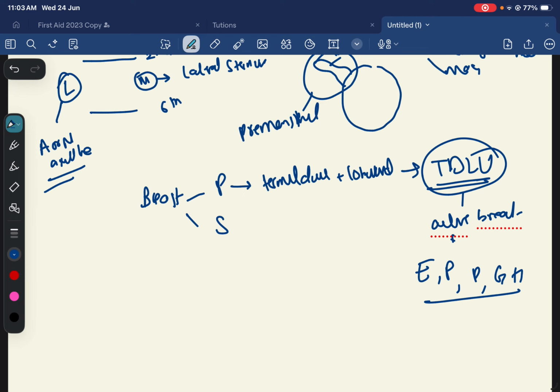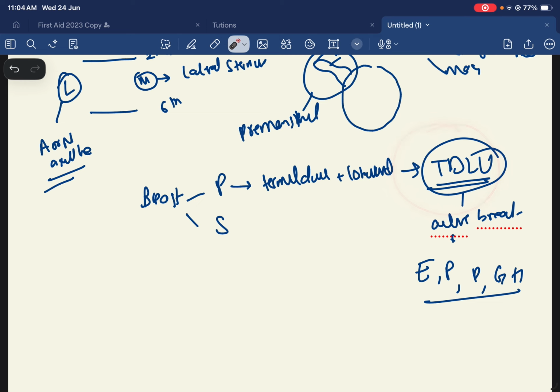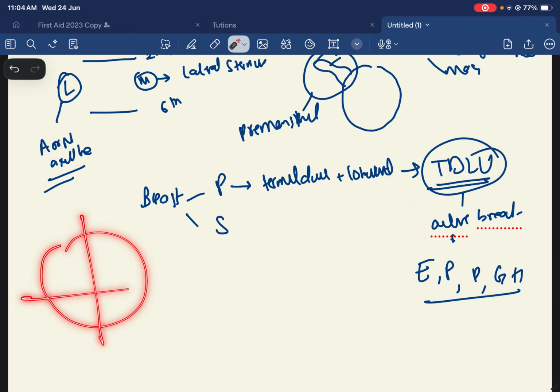Alongside with that, most of the diseases arise from the terminal duct lobular unit, and 50% of these are from the upper outer quadrant, the area where most of the masses are found.